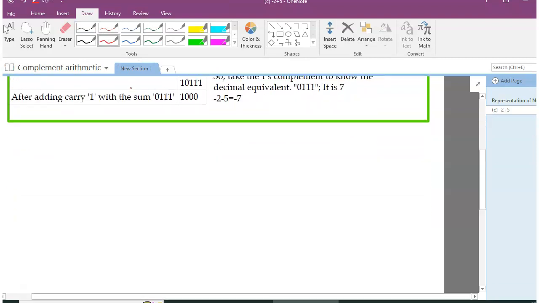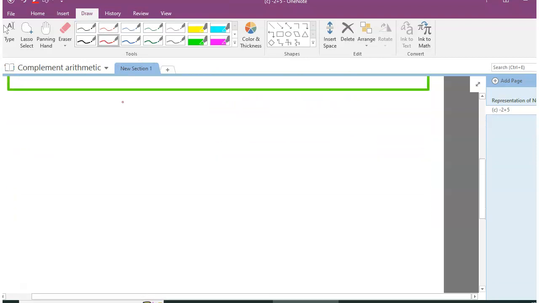Last one is minus 2, minus 6. The ones complement representation of minus 2 is 1101, since plus 2 is 0010. So minus 2 is 1101. Minus 6, the unsigned representation of plus 6 in 4-bit format is 0110. So the ones complement is 1001.